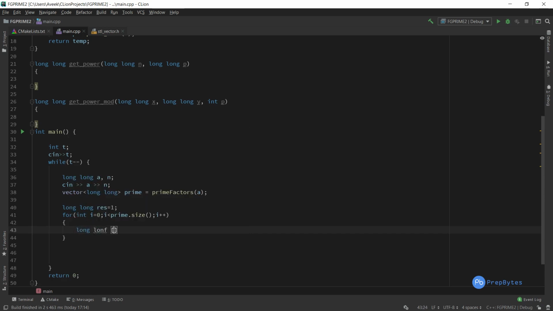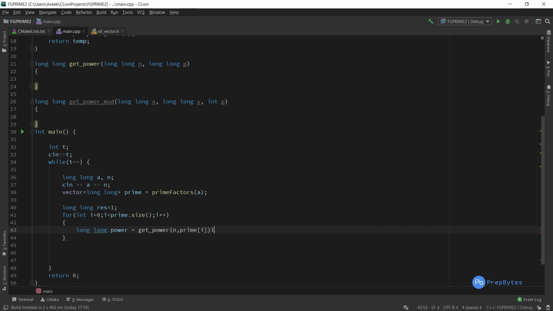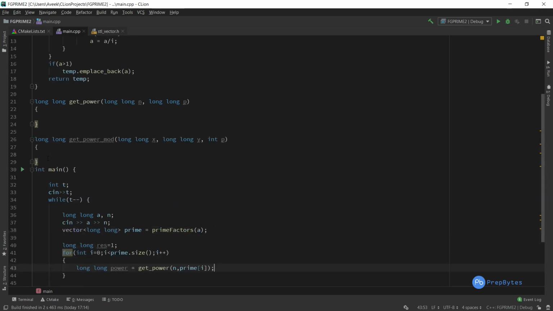So long, let's say what will be the power of q. So power equals getPower, and in that we are going to pass our n and our prime number, prime of i. So it is n divided by 2, n divided by 2 to the power of 2, n divided by 2 to the power of 3, and so on. Let's just see the getPower function implementation now.